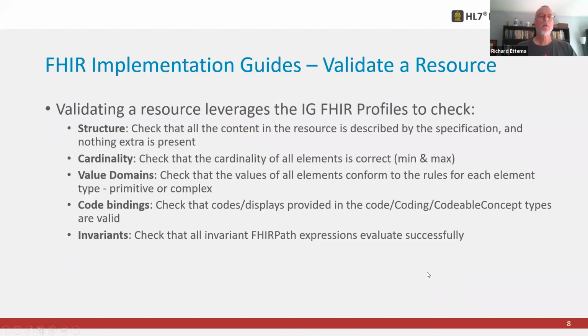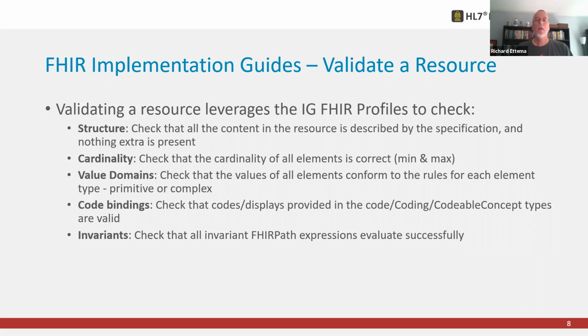So all of that information, especially the conformance resources, are the things that we're going to leverage when we start to validate a resource. So this is the resource data that conforms to, or we say conforms to, what the IG is defining. So if we want to validate that resource, we have to leverage the FHIR profiles and all those other resources potentially to validate. And what that means is we look at the structure of the resource in question. So we want to check to make sure that all the content in that resource is described as is in the specification. We don't have anything extra present that we don't understand, and so on.